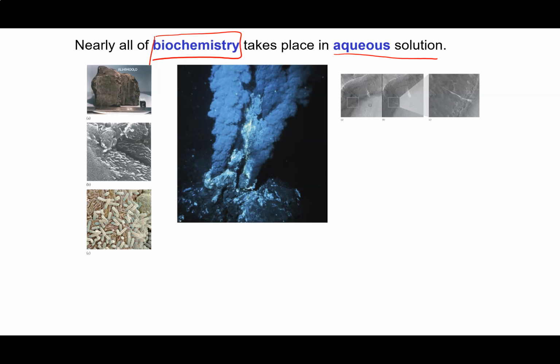In fact, when we look at other planets and we're looking for indications of life, we'll often look for water because we know that if there's water, then there's probably biochemistry occurring. And so when people send probes to Mars, or to the moon or wherever, they're often looking for water because they know water is such a great solvent. It's very important to biochemistry.